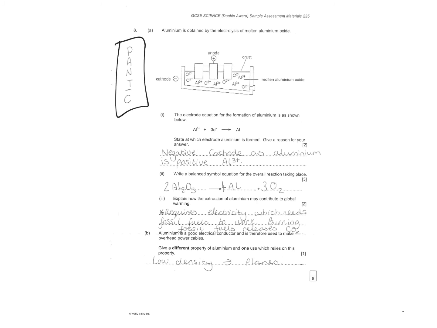Electrolysis, make sure you write PANIC straight away and OIL RIG just to help you out so you can work out what's going on. State at which electrode aluminium is formed. Aluminium is positive, so it's going to go towards the negative. So cathode, negative, cathode. Negative is cathode. Write a balanced symbol equation for the overall reaction taking place, okay? This is tough, but it was worth 3 marks, okay?